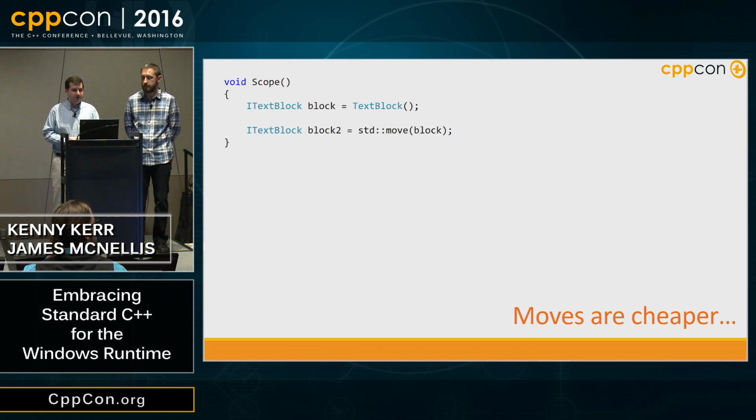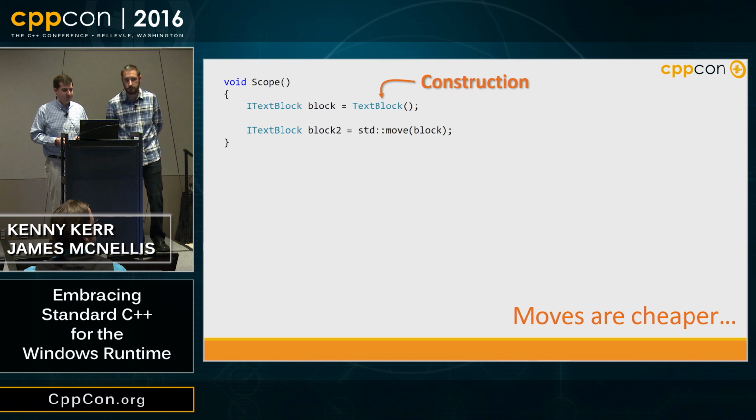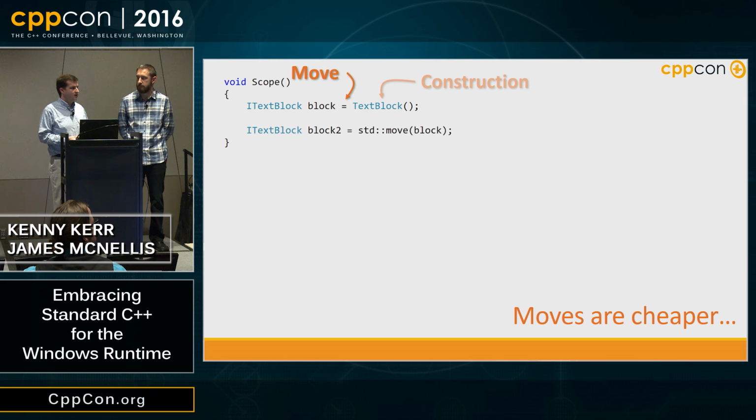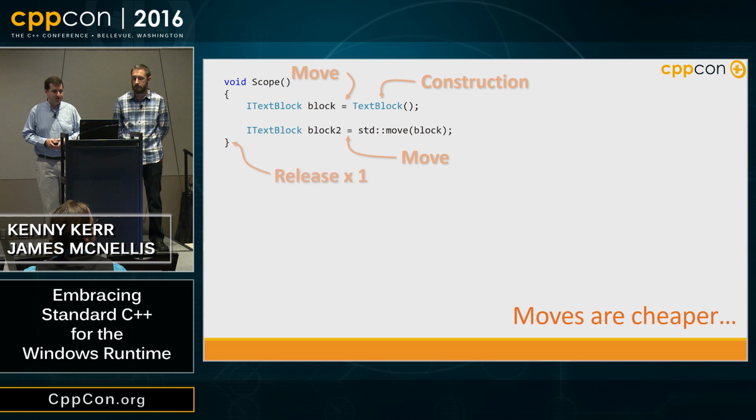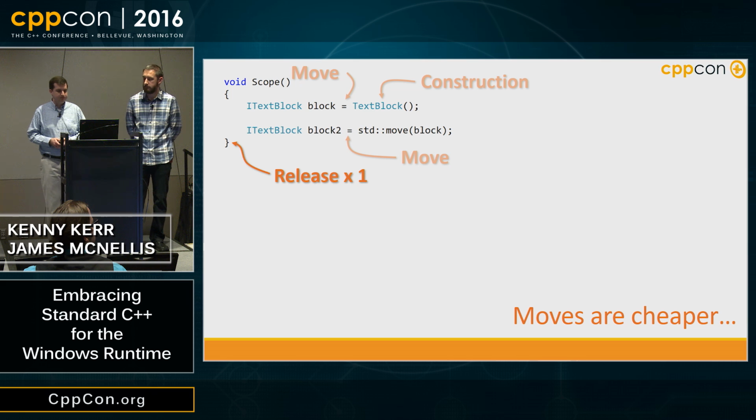Similarly, it works well with move semantics. So in C++, you can say std move, and this is the exact same example, but we use move here. And after that, the original block object has no state. It's moved from, you shouldn't touch it. And then there's only one reference to the block, so we've avoided an extra call through addref and release. And we only have to call release once at the end of the function.